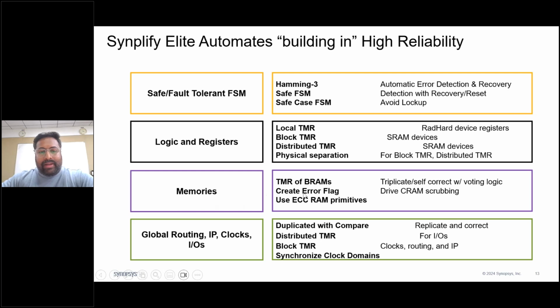To protect memories, we also support TMR for your BRAMs, and we also support creating an error flag. Okay, and we also support creating ECC, error correction codes, for your RAM primitives. So if any corruption happens, it will raise your error flag. It can detect a double bit error, and it can also mitigate a single bit error. So this will help to protect your memories.